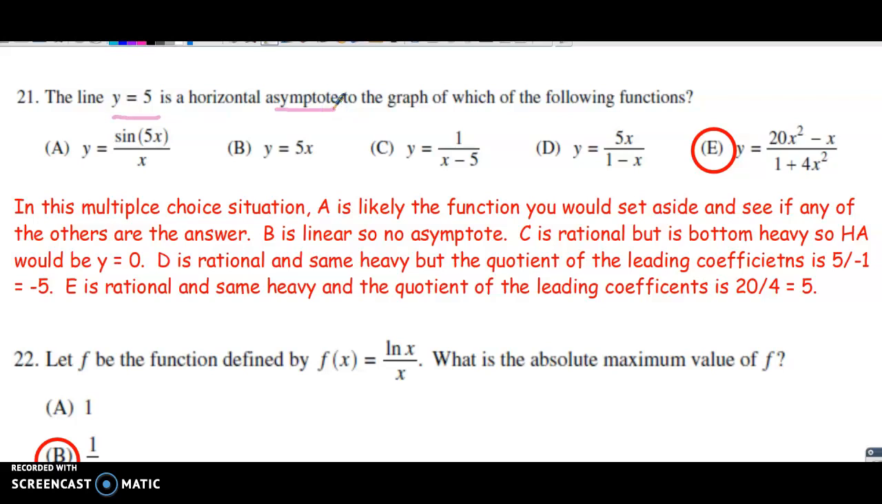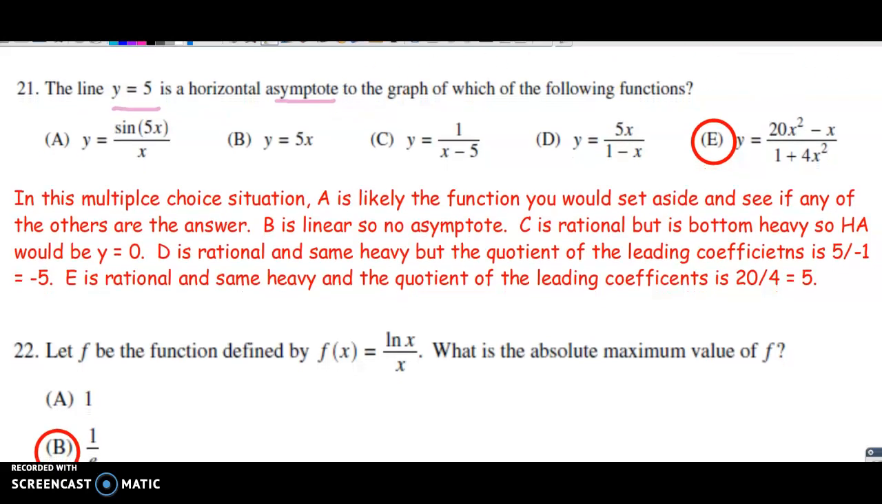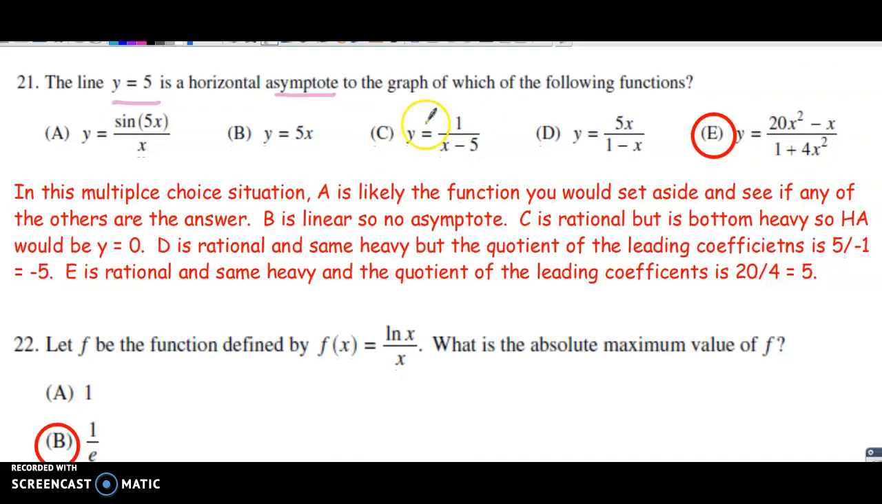21. y equal 5 is a horizontal asymptote of which graph? So we're looking for a horizontal asymptote, which is all about end behavior. If these are rational functions, we can talk about top heavy, bottom heavy, same heavy. So A is not a traditional rational because we have sine 5x in the numerator, so I'm going to leave that one alone. I know that y equal 5x is linear, so it doesn't have an asymptote. I can see that C is rational, and it is bottom heavy. Therefore, the horizontal asymptote is 0, so it can't be 5.